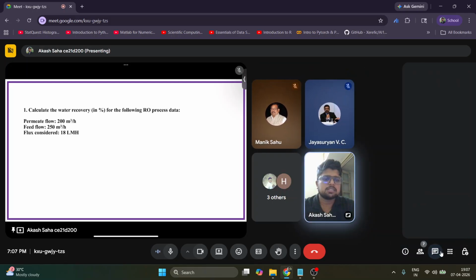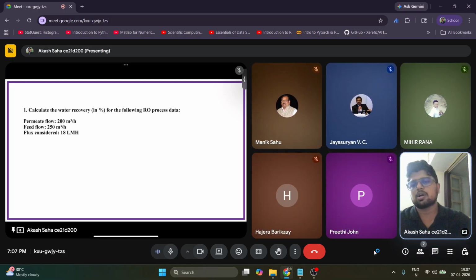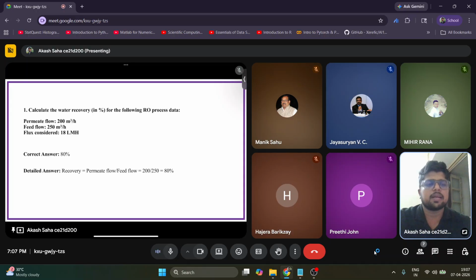So yes, that is the correct answer. When we talk about water recovery, it's about how much water we are able to recover as permeate from the feed. So it's nothing but the ratio of the permeate flow to the feed flow. So 200 by 250 will be 80%. So permeate flow by feed flow is the water recovery.